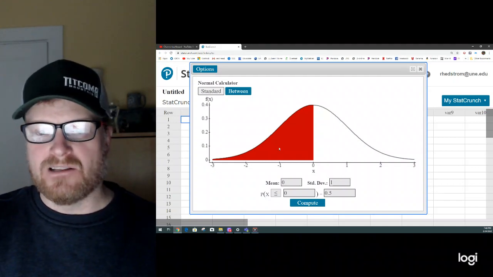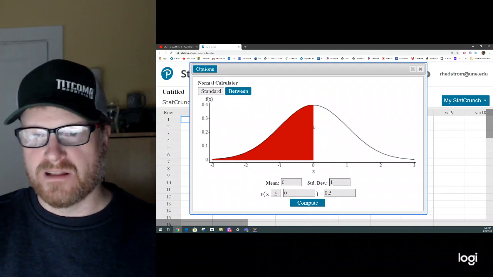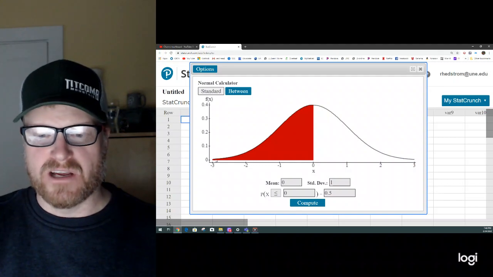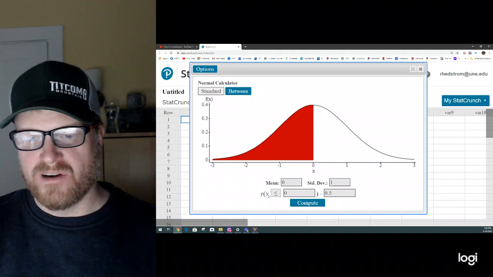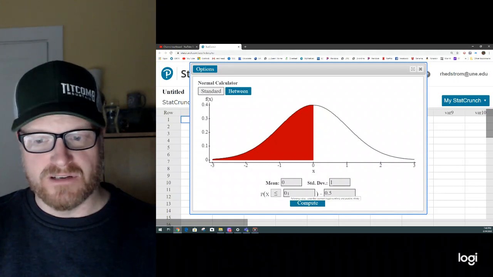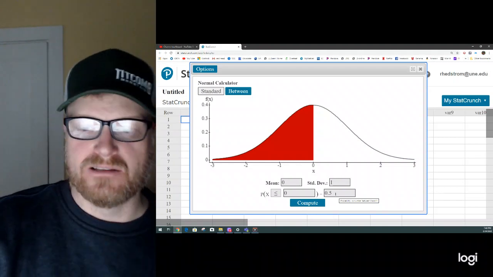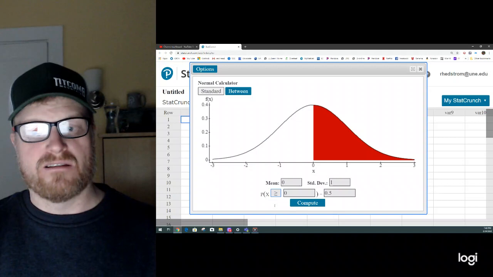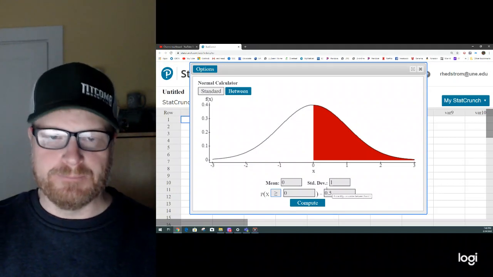Looking at this calculator right now, half of it is shaded. We've got this line right in the middle and half of this bell curve is shaded. Down here, we're saying the probability that the random variable X is less than or equal to 0 is equal to 0.5. That makes absolute sense, right? Half of this is shaded. If we want to ask what the probability is of being greater than 0, that's also going to be 0.5.